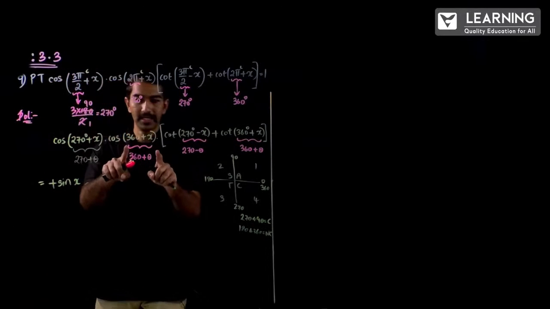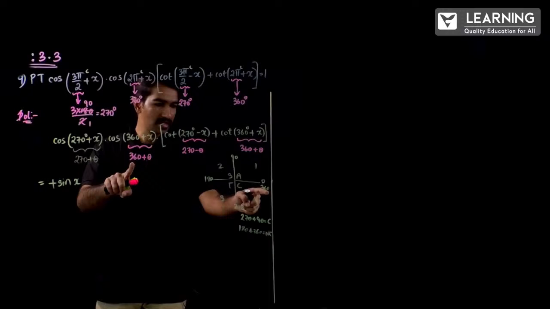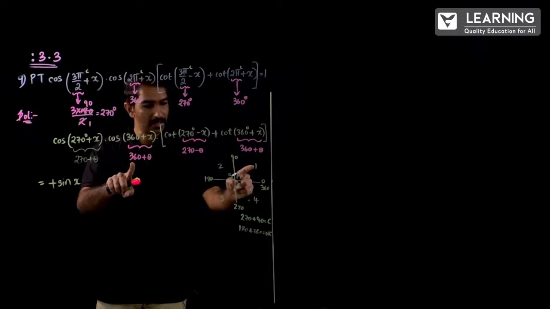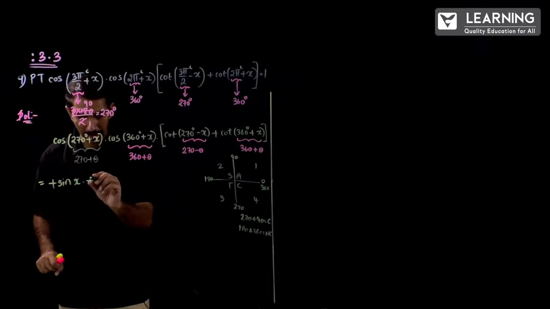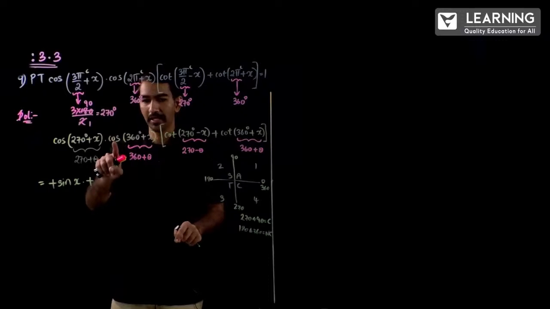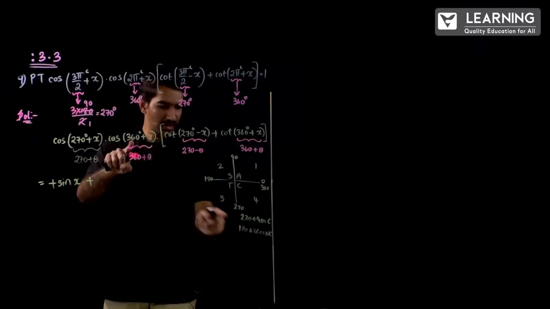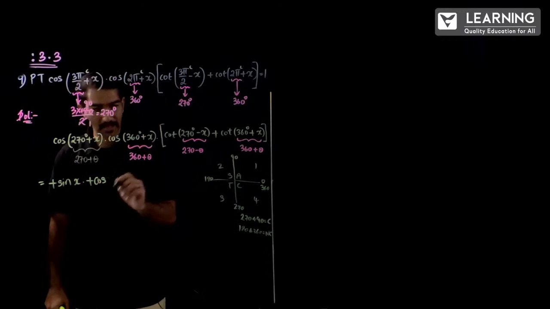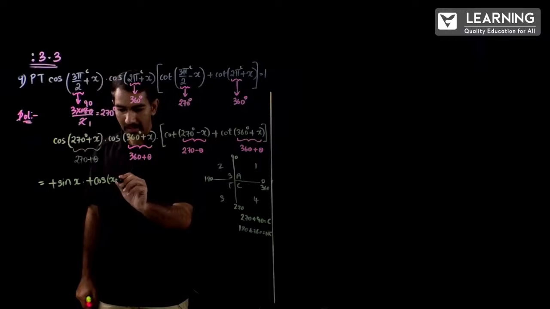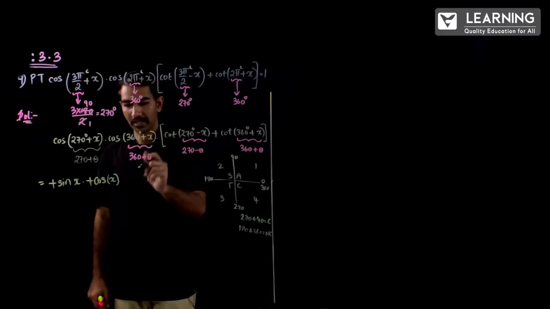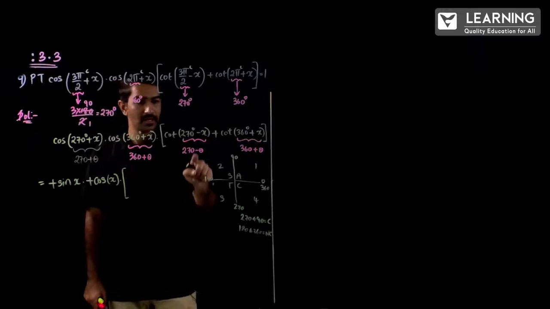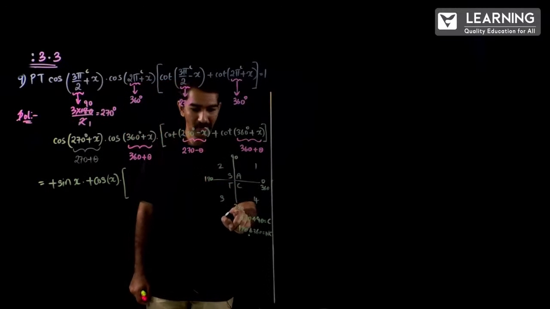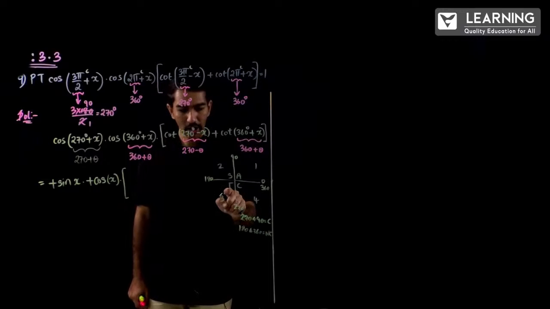Next, 360 plus theta lies in which quadrant? 360 is here, so 360 plus theta lies in the first quadrant. In the first quadrant all are positive, so we write plus. 360 is coming, will the ratio change? For 360 and 180 the ratio will not change, so we write it as it is: cos x. This is done. Next, 270 minus theta lies in which quadrant? 270 minus theta lies in the third quadrant. In the third quadrant, tan and cot are positive.